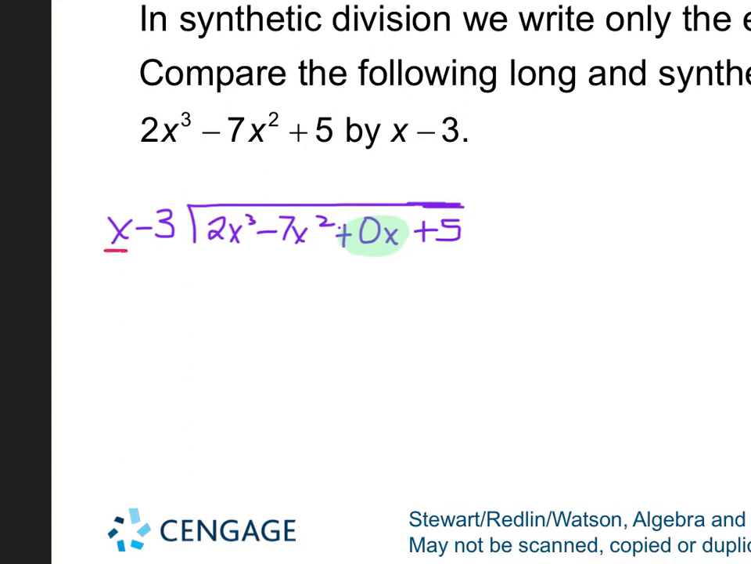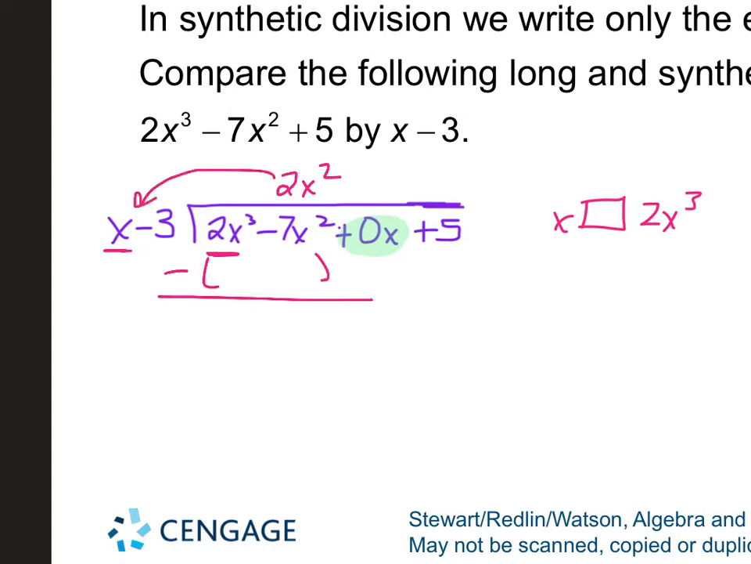So let's say first term into first term. X times what gives me 2x cubed? 2x squared. So I'm going to put it above the squared. Now, before we do our subtraction, before we multiply, let's get our subtraction set up. So I multiply here. 2x squared and x gives me 2x cubed, good.